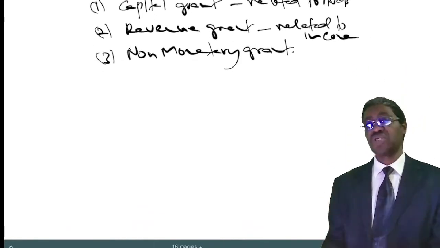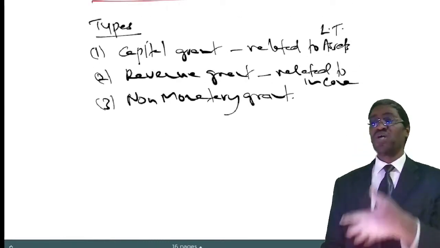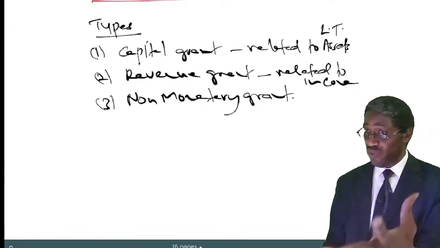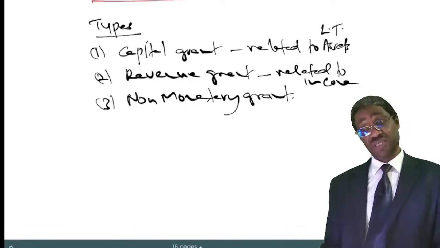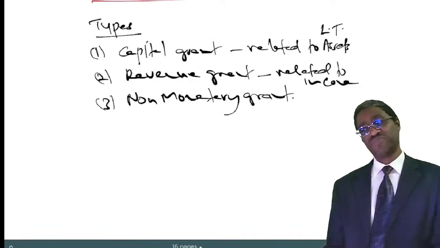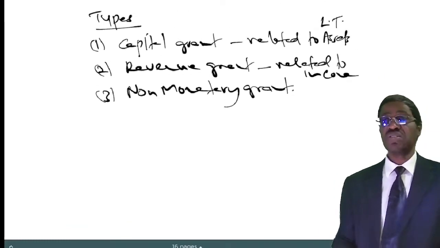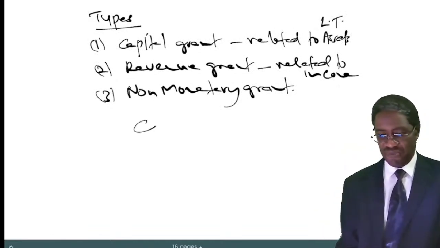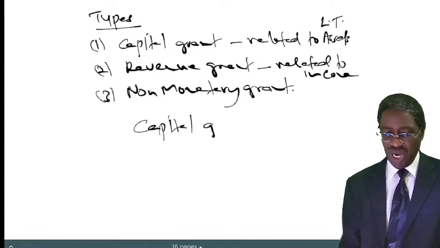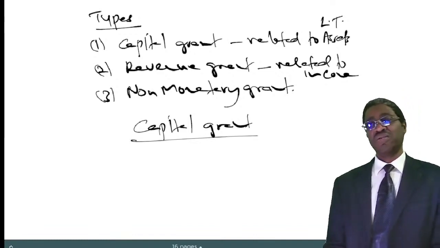You as a business, you have received a capital grant. Maybe you are receiving 100 million towards the purchase of a road, towards the purchase of a building, or towards the construction of a road, whatever it is. How do you account for them? Let me talk about how to account for capital grant first.